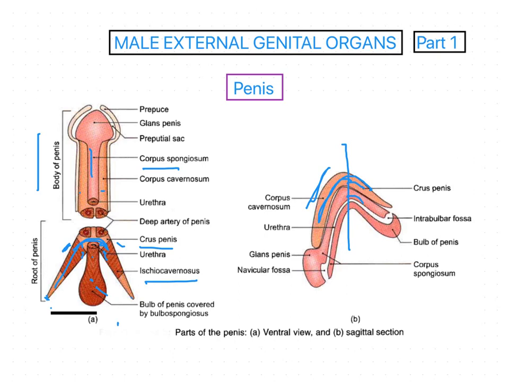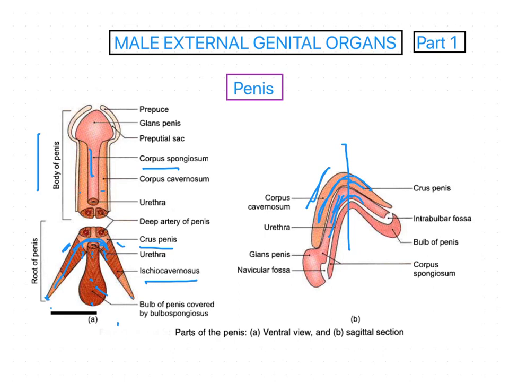If you look at the attachments in detail, superiorly it is firmly adherent to the undersurface of the perineal membrane in the midline. Inferiorly it is covered by the bulbospongiosus muscle. Anteriorly it bends forward to become continuous with the corpus spongiosum of the body of the penis.